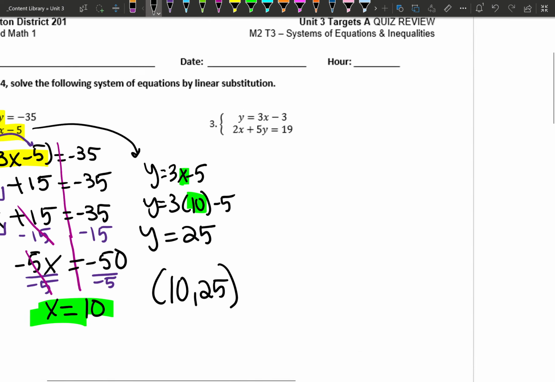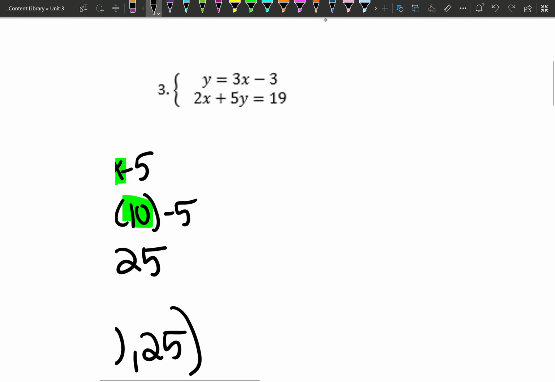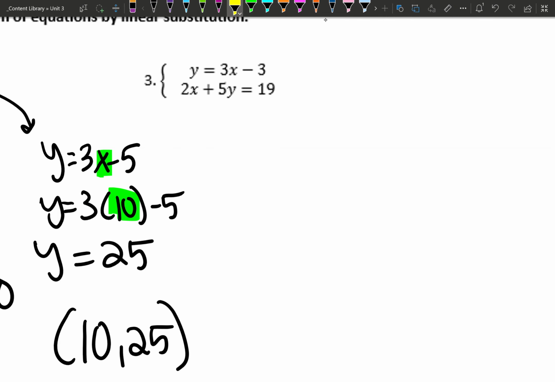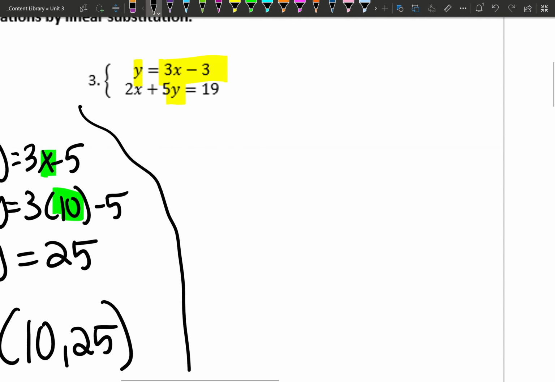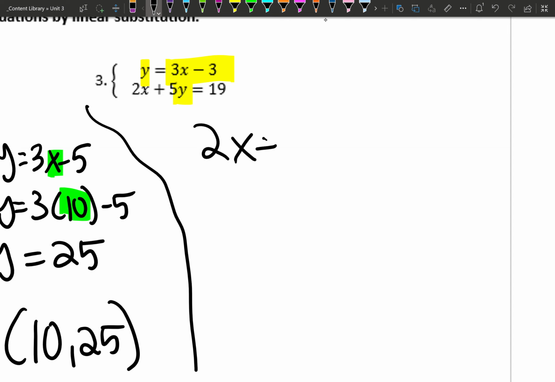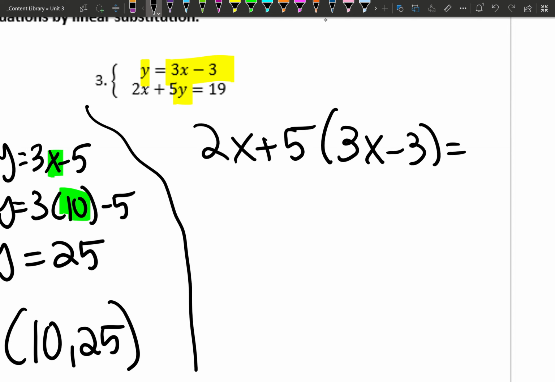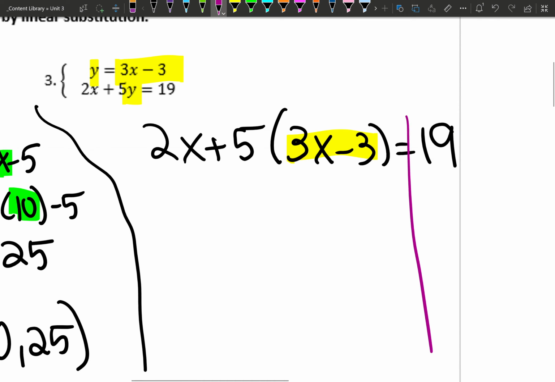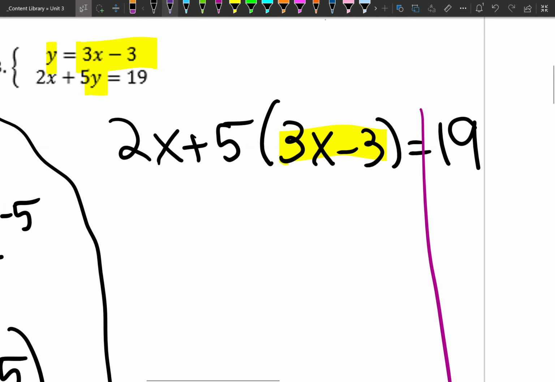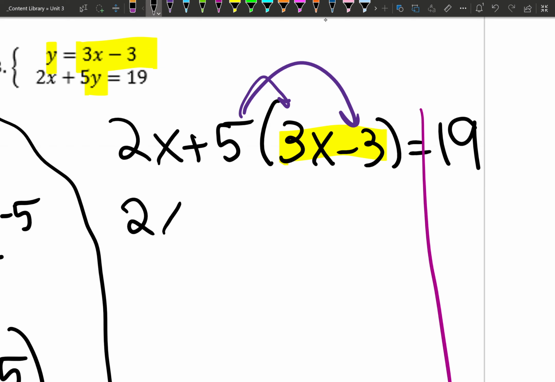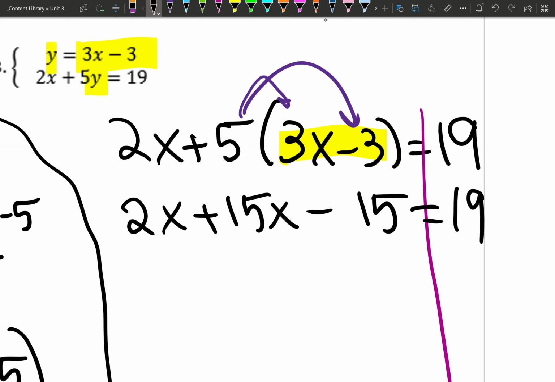All right, up to 3 we go. Another y equals. Perfect. So since we have a y equals, we're going to plug into y. All right, so we're going to start 2x plus 5, but instead of y, 3x minus 3, and it still equals 19. All right, let's solve it just like we solved the previous two by distributing first. So we got 2x plus 15x minus 15 equals 19.